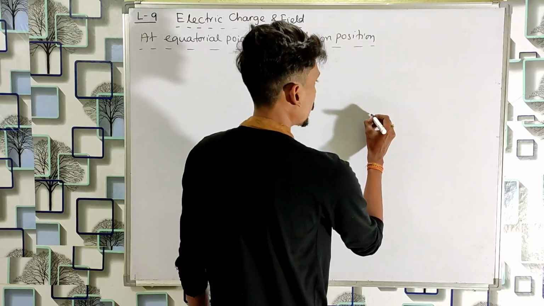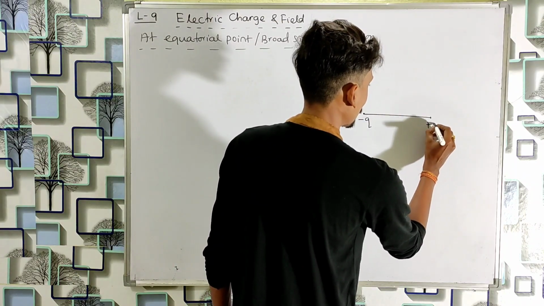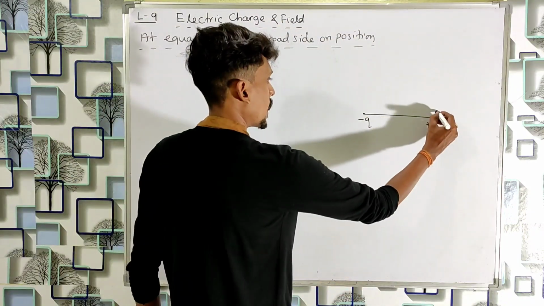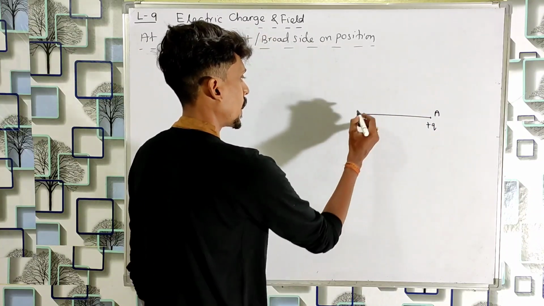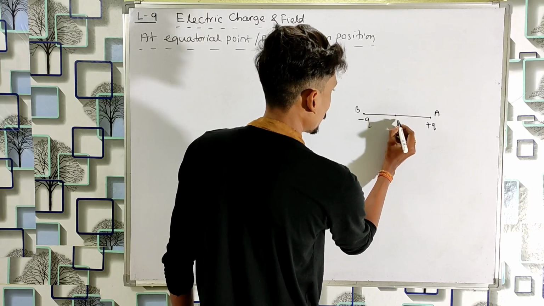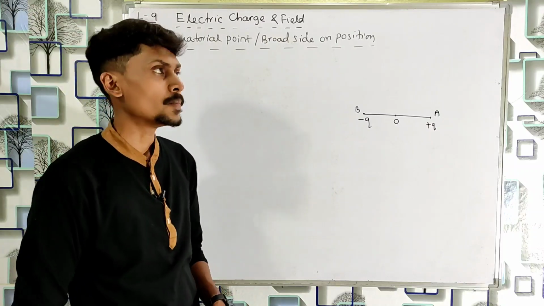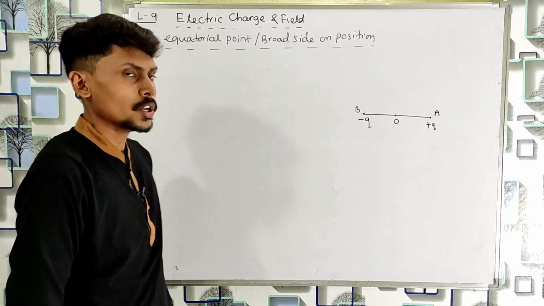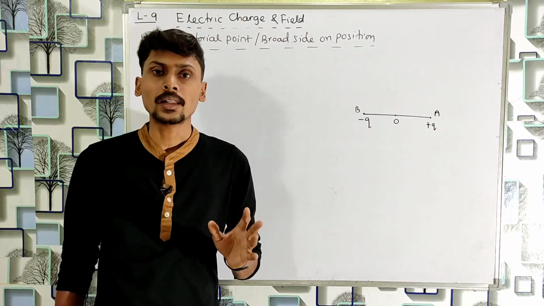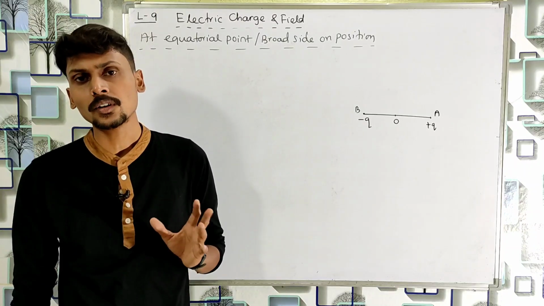Suppose we have an electric dipole, minus q and plus q. The dipole consists of the two charges. At A we have a charge plus q, and at B we have a charge minus q, and this point O is the center of the dipole. So we have to understand what is the meaning of equatorial point. Equatorial point means any point lying on the equatorial line of the dipole.